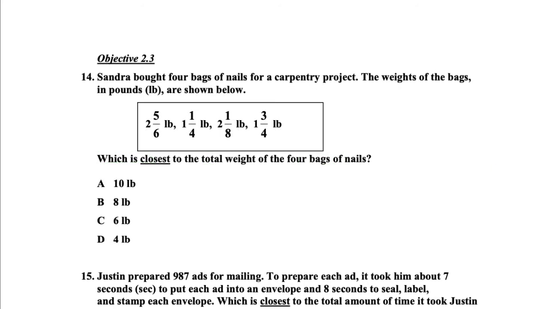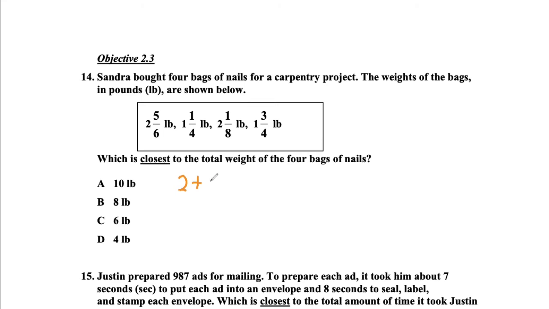Sandra bought 4 bags of nails for a carpentry project. The weights of the bag in pounds are shown below. 2 and 5/6, 1 and 1/4, 2 and 1/8, 1 and 3/4. Which is the closest to the total weight of the 4 bags of nails? So in order to add these 4 mixed numbers, first we can add the whole numbers.